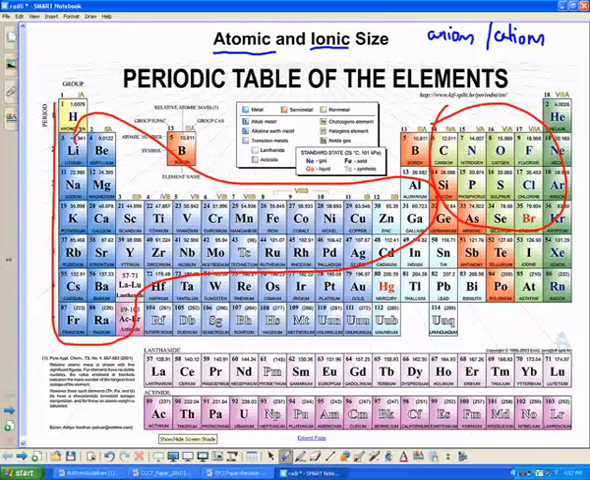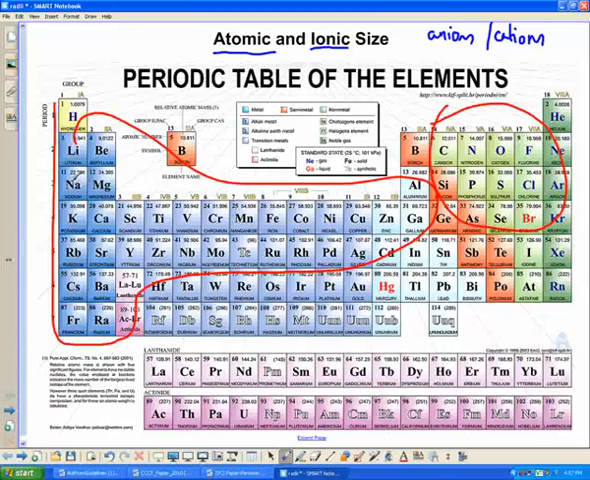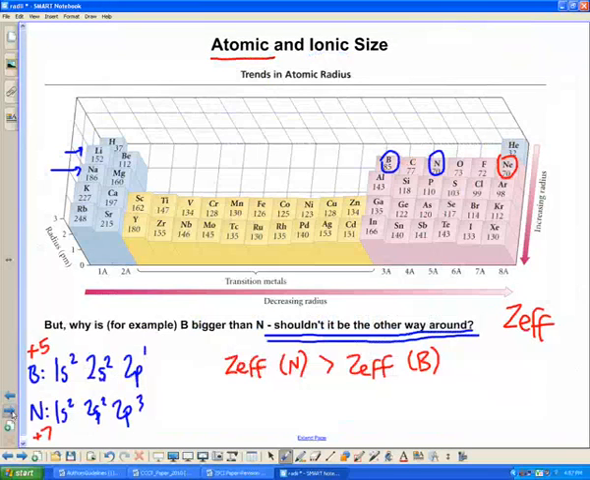Now, if we think about, for example, in particular, the group 1 metals. If we look at, say, sodium, sodium has 11 electrons. So if we just do this, 1s2, 2s2, 2p6, 3s1. That's the electron configuration for sodium. The outermost electron is in the 3s orbital.